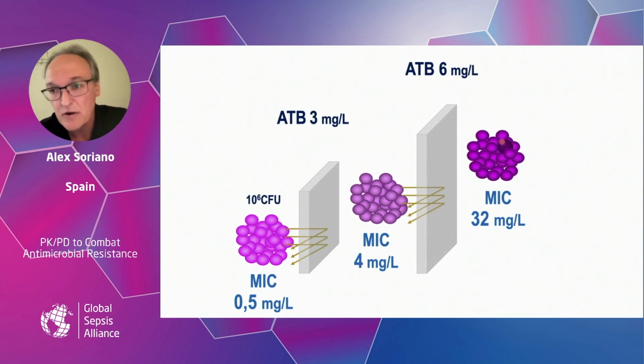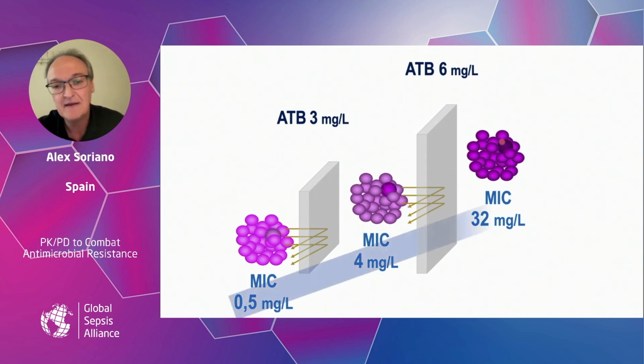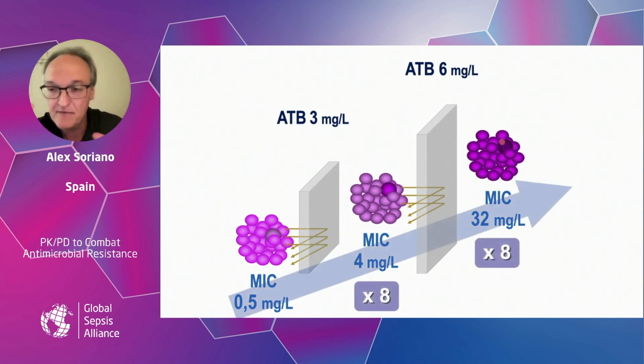This picture is just to illustrate 2 important concepts. The first important concept is a general rule, although there are many aspects to comment on: each one of these steps represents in general an 8 times increase in the MIC from the baseline pathogen. So 4 milligrams here from 0.5, 32 milligrams from here. So this is a first important point.